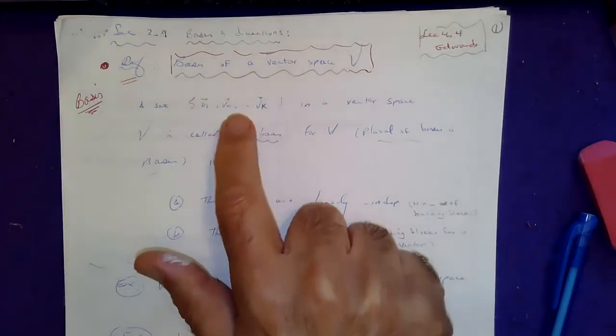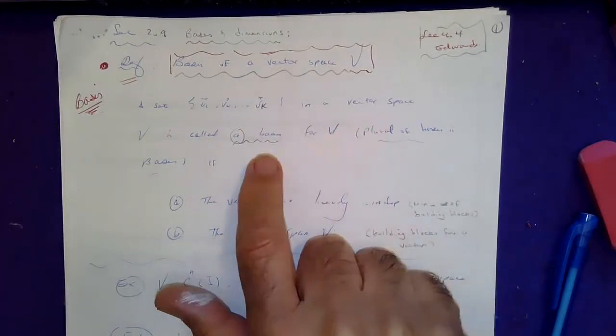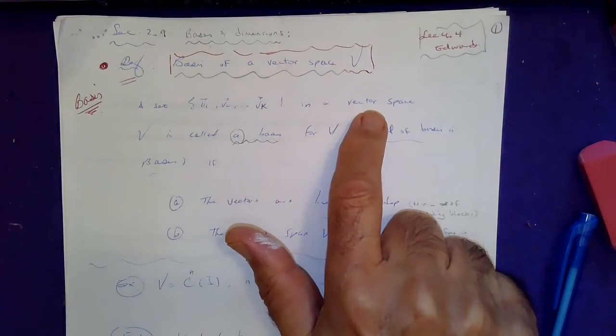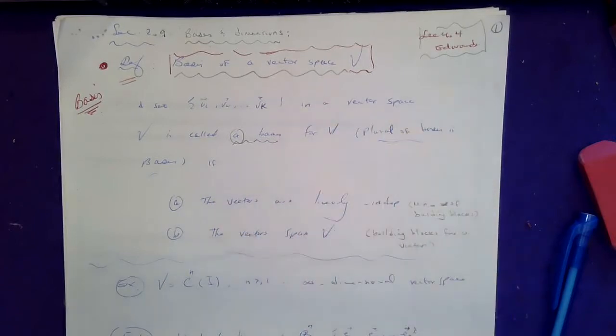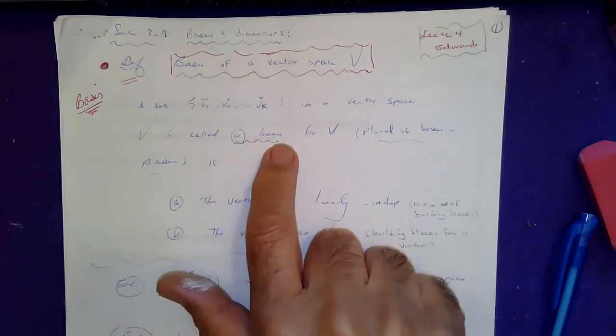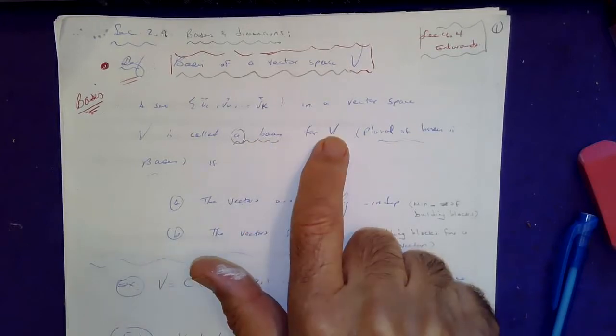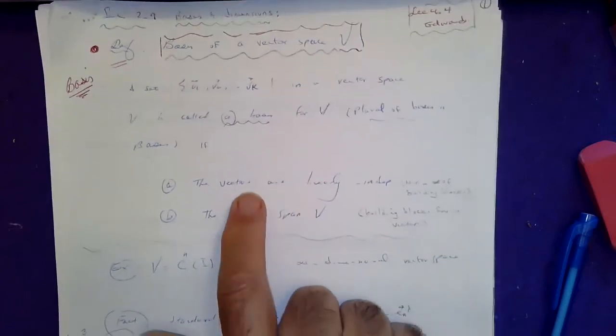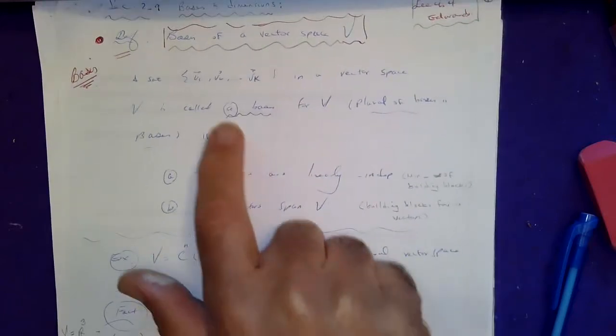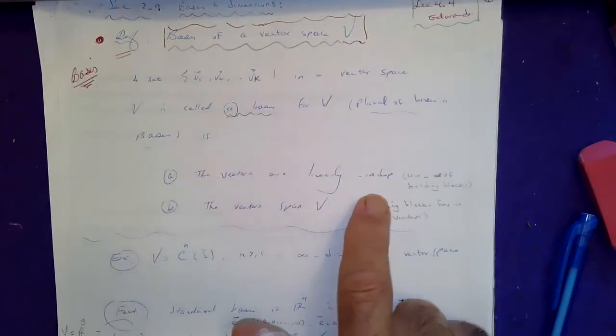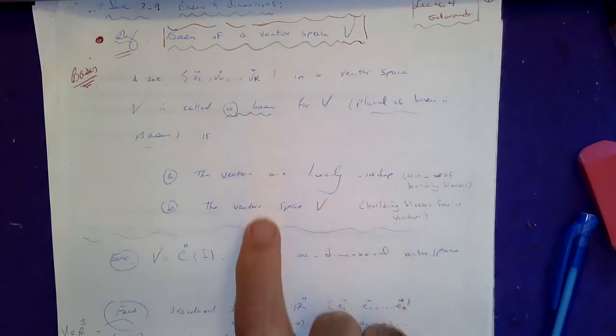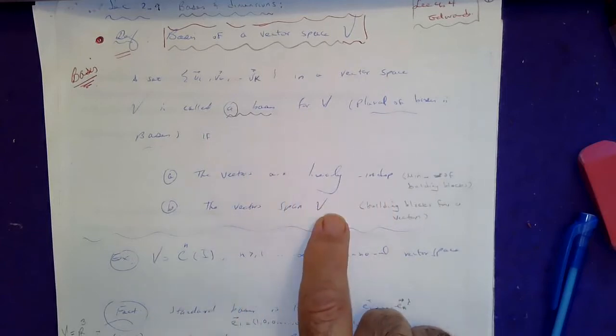A set of vectors v1 through vk in a vector space, provided the vector space is finite dimensional, that means it has a finite number of objects in it, is called a basis for the vector space V, provided two conditions are satisfied. The set of vectors v1 through vk are linearly independent and they span the vector space.